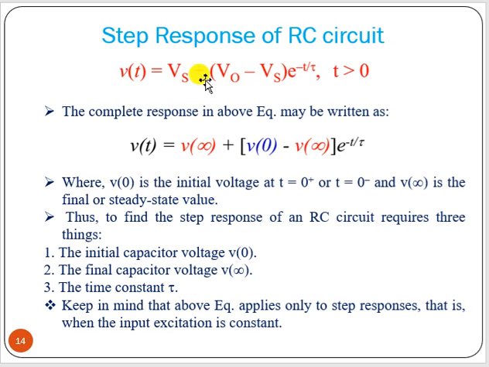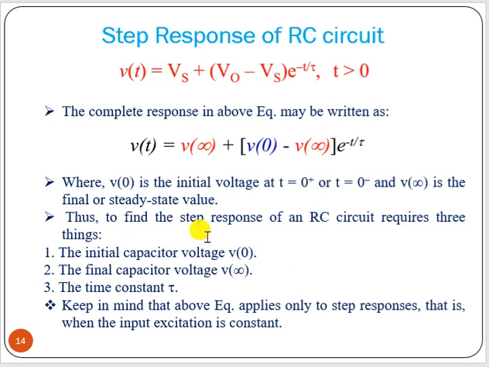So in this equation we can write, according to this, Vt equal to V infinity plus (V0 minus V infinity) into e to the power minus t by tau. V infinity is nothing but the final or steady state value, and V0 is the initial voltage at t equal to 0 plus or t equal to 0 minus. Before switching and after switching, both values are the same.